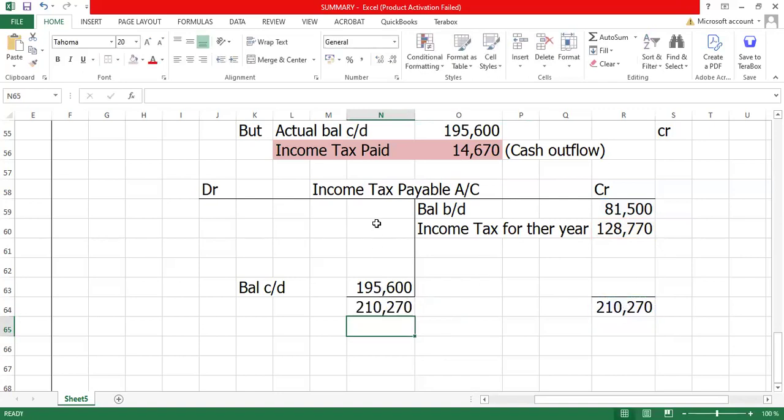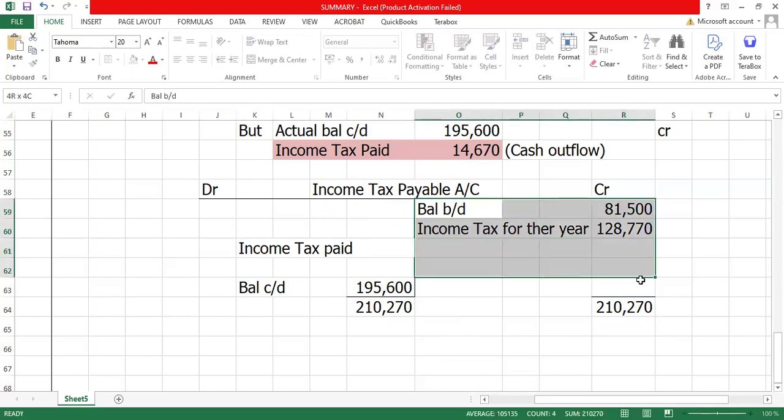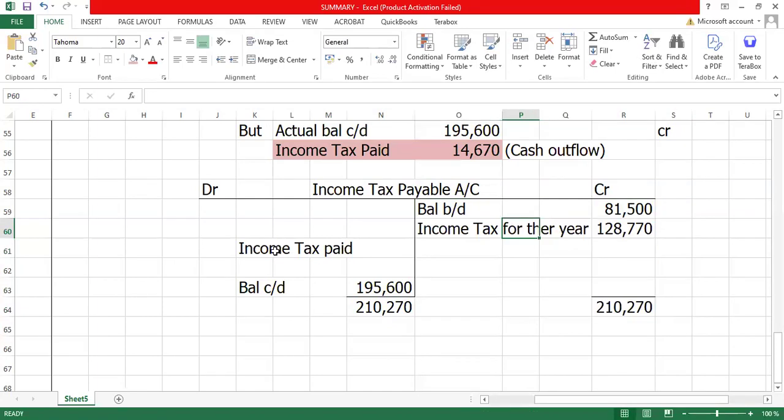So you see that the debit side is not balancing. So the balancing figure will be the one called the income tax paid. Because when you pay the tax, the liability reduces, isn't it? The liability reduces. Yes. So for that liability to reduce, you have to debit the income tax paid. That is an expense account.